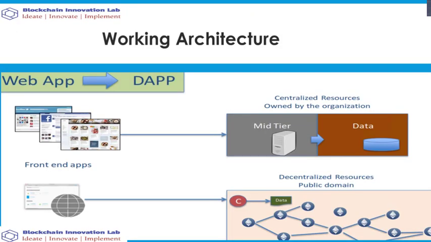So if you look into the working architecture, you have a web app. You have distributed applications here. You have front-end applications, and you can take any kind of front-end to build it. The back-end will be built on Solidity and Geth. The front-end can be any kind of interface, your own native language for a front-end. And then central resources, you have a mid-tier. You can use a cloud service or your own infrastructure if you have. So there is data here, and you have block data, a decentralized resource, public domain at the bottom.